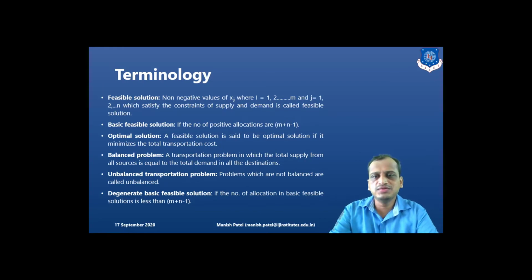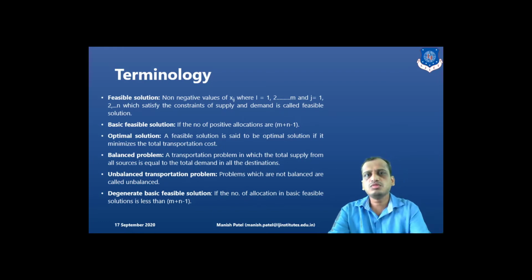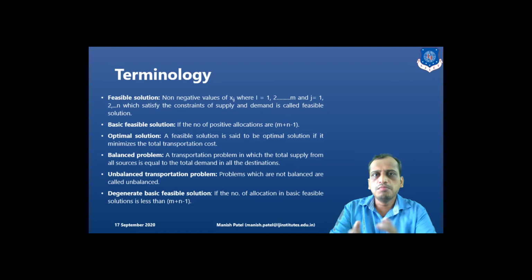It also satisfies the supply and demand constraints, right? When they satisfy the supply and demand constraints, you get the feasible region. But it must also satisfy the objective function, where you have to minimize the overall cost. Then you will get the optimal solution.